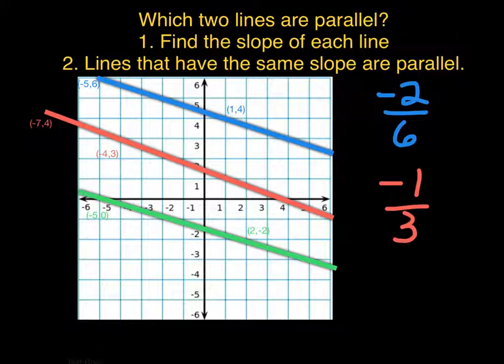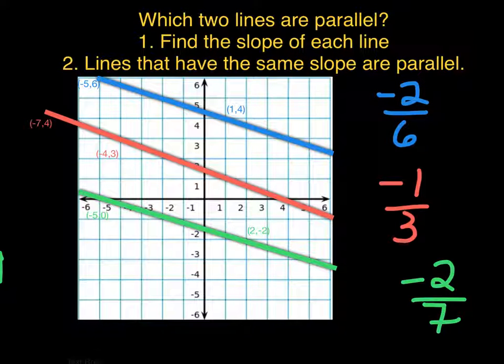Now green, let's attack the green line. Start here, going to the right, 1, 2, 3, 4, 5, 6, 7. All right, so my run is going to be a 7, and my rise is going to be 1, 2, negative. So a negative 2.